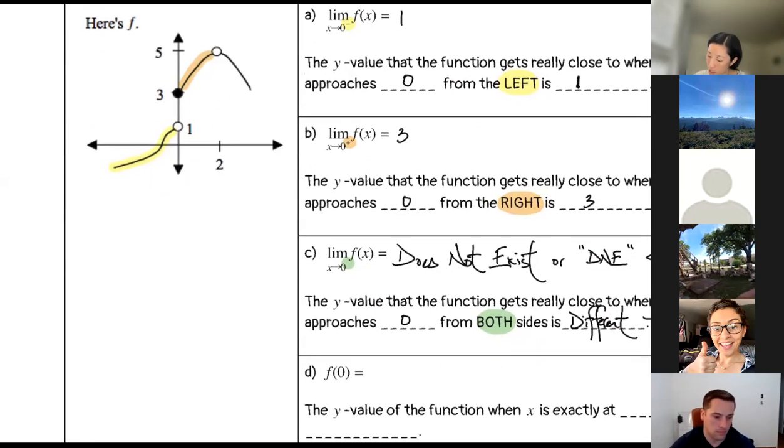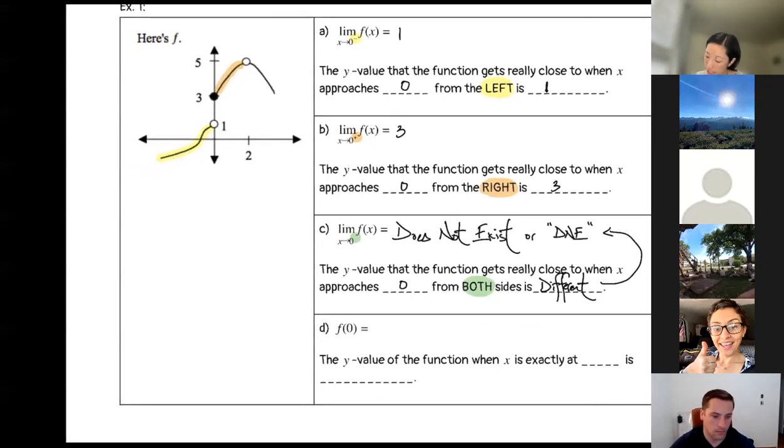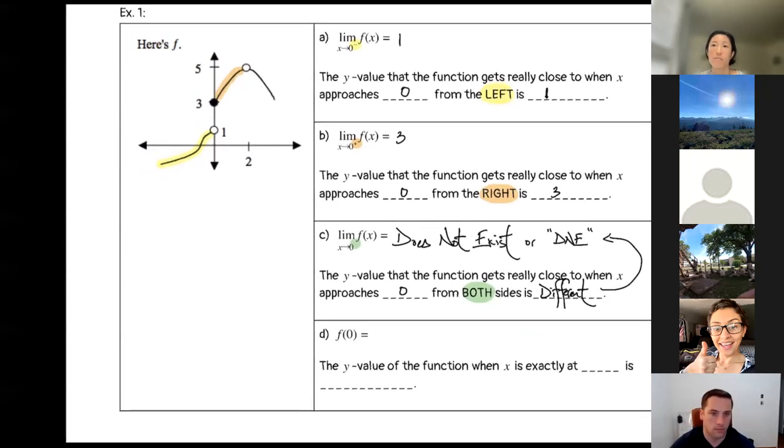All right, let's finish this up with part D over here. It says f of 0. And that we know from before. That is saying, find the y value of the function when x is exactly at 0. And we would say, absolutely, folks, that value is 3. Okay. So lots of different symbols, but hopefully with enough words right now to help you move through the symbols, okay?